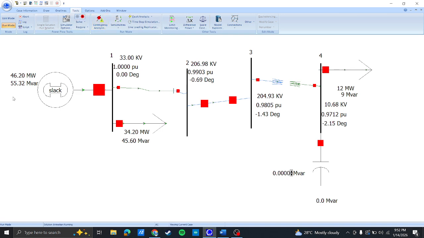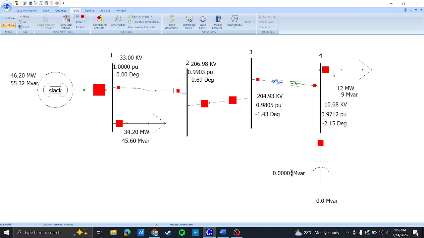As you can see here, this is the value of our load at bus 2, which we got 34.2 megawatt and 45.6 MVAR. Since there is no shunt component, the power factor at bus 2, 3, and 4 is not 1, and they are at 0.99, 0.98, 0.97 respectively.